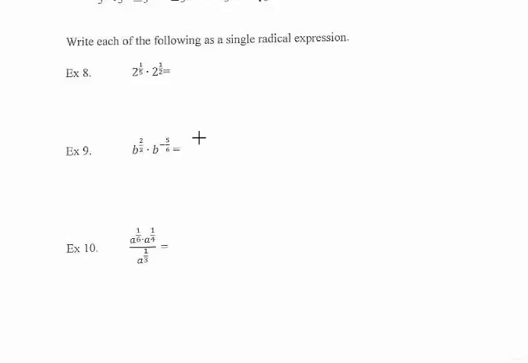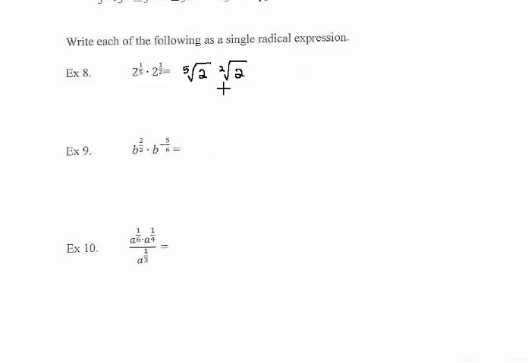Okay, the next page. If we were to take these exponential expressions here that are multiplied by one another and write them as a radical first, we would end up with the fifth root of 2, and then we'd have the square root of 2. Now, written in this form, there is not a way that we can directly combine these into one radical.